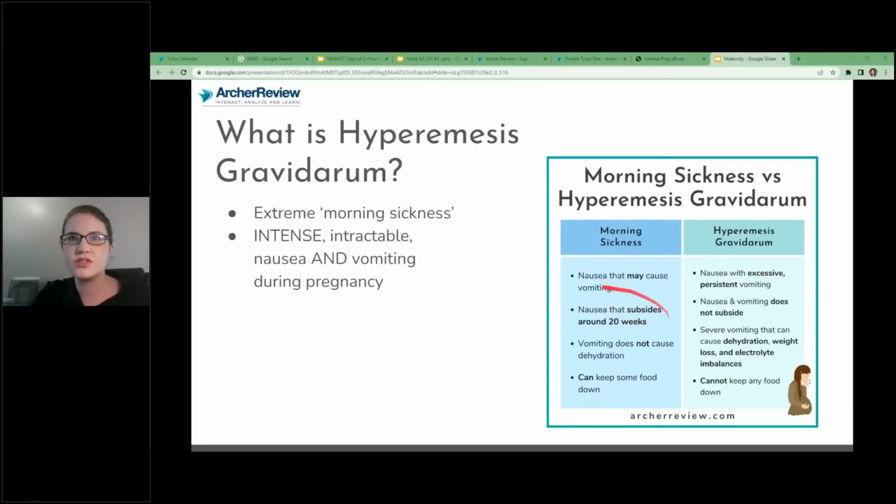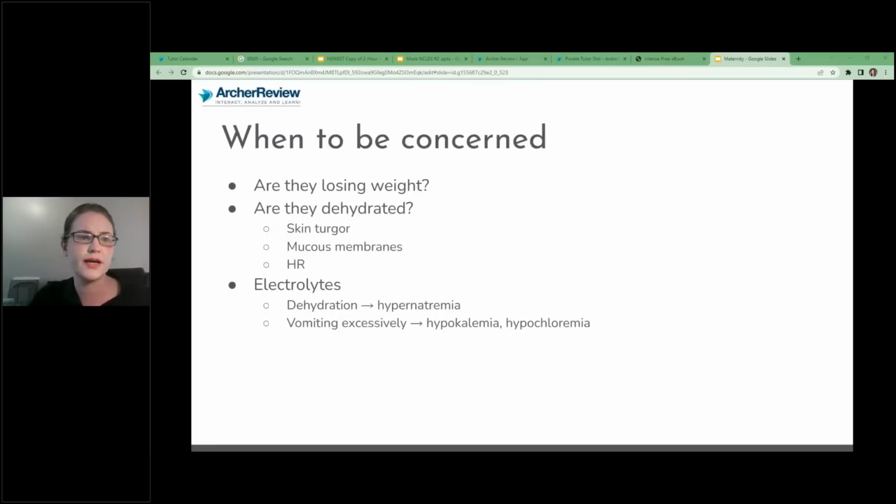With morning sickness, the nausea, again, it usually goes away by 20 weeks. You just got to hang in there. But with hyperemesis gravidarum, it doesn't stop. It continues the whole pregnancy. In morning sickness, the vomiting doesn't cause dehydration because they're able to keep down some food and water, but with hyperemesis, typically they can't keep anything down. So over time, they become dehydrated, they lose weight, and that can cause electrolyte imbalances. So these women can become very, very sick.